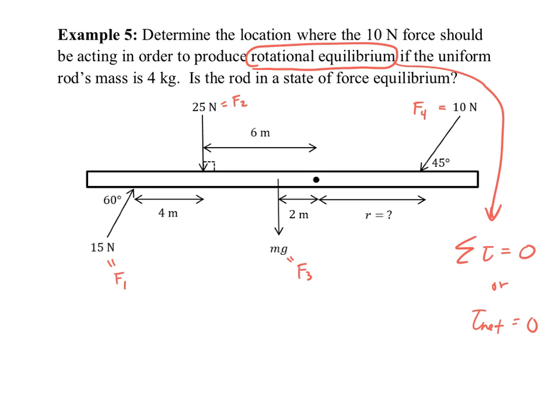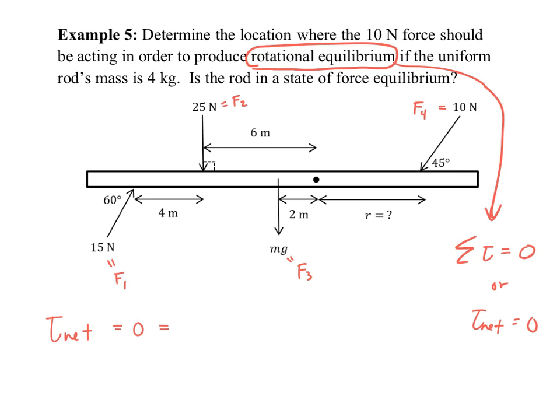Why am I labeling F1, 2, 3, and 4? Just so that when I label torque 1, torque 2, torque 3, torque 4, I know where they're coming from. Torque 1 associates with F1, etc. So let's say the net torque equals 0, which equals, now we got to go through this process again.